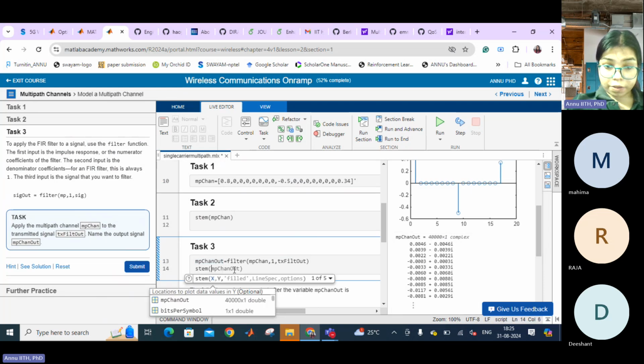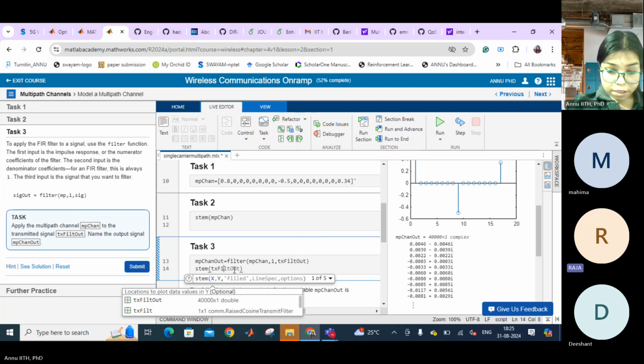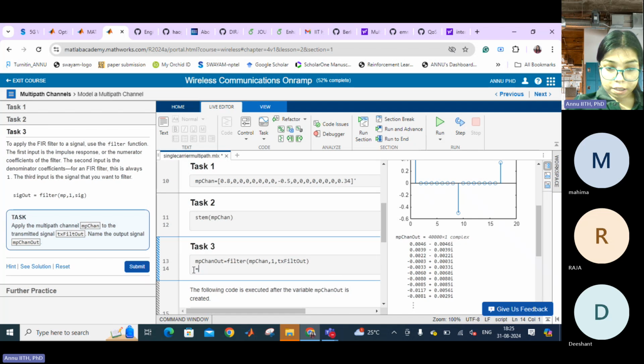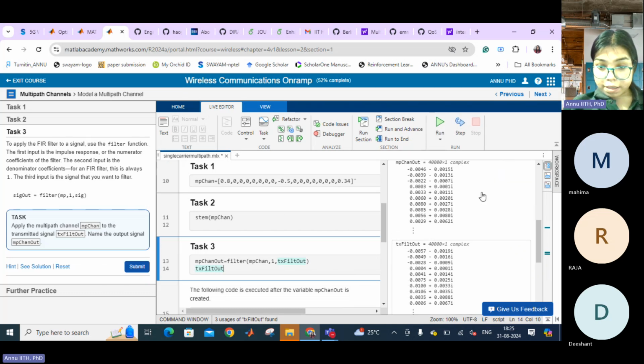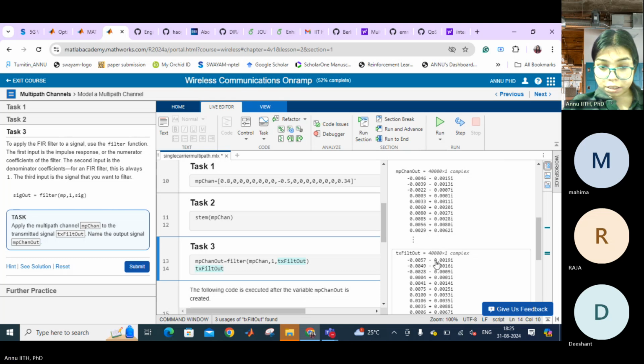Now let's see the first step. I want to see what was the input, impulse response, stem, transmit. Excuse me, ma'am, can you print out the transmit filter out before applying the filter? Yeah, I can plot. So yes, transmit filter out was the input signal, and after applying the channel impulse response, this is the output signal.